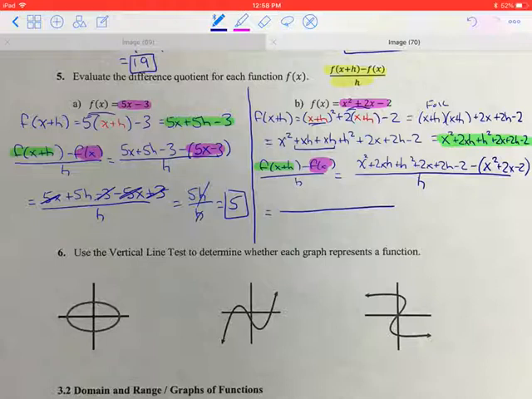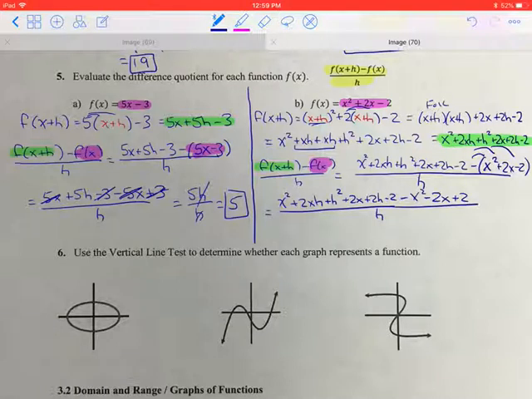All right, so I'm going to write all this down one more time. X squared plus 2xh plus h squared plus 2x plus 2h minus 2. And then I'm going to distribute that negative. So a minus x squared, a minus 2x, and a plus 2.